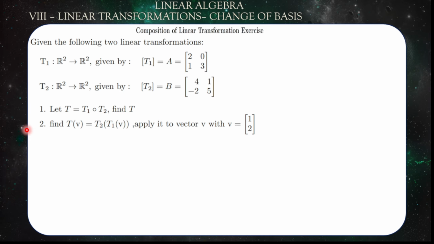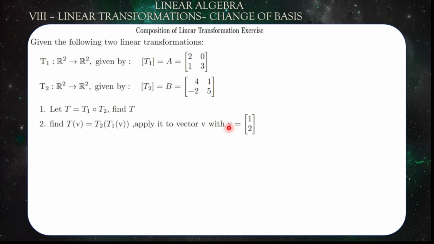Another exercise: you have the following two linear transformations, T1 from R2 to R2 given by A equal to 0, 1, 3, and T2 given by B equal to 4, 1, minus 2, 5. So let T be equal to T1 o T2, so we are mapping the two transformations together. We need to find T, then find T of v, equal T2 of T1 of v, applied to vector v with v equal 1, 2. So you can pause, try it yourself at first before coming back to the solution.